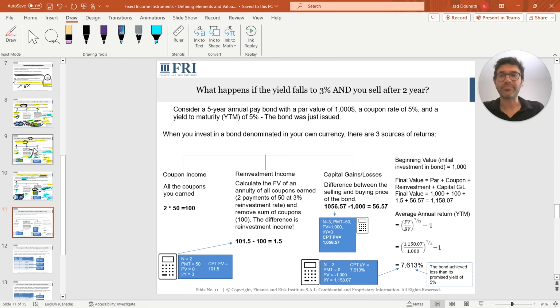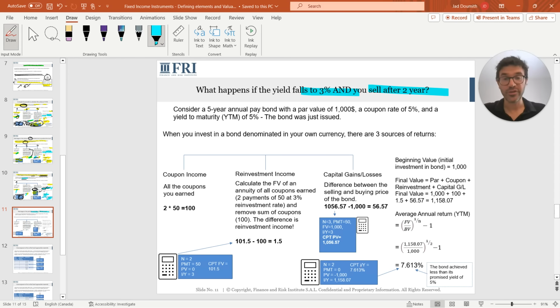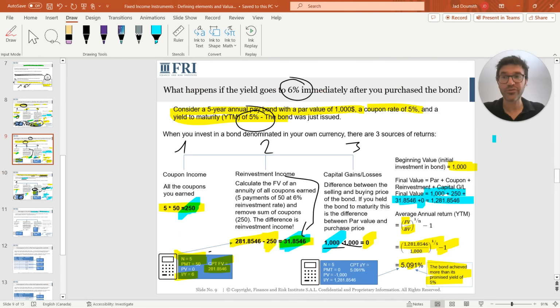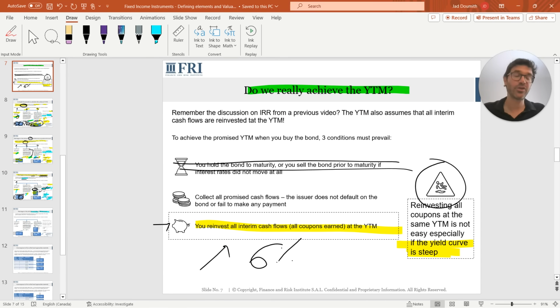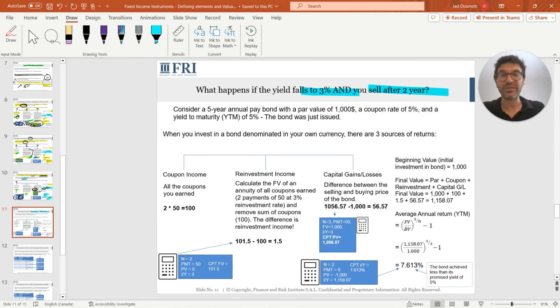One last example is, what if the yield falls to 3% and you sell after 2 years? So here you will also break the first condition by not holding the bond to maturity, but now you are breaking it on your own terms in favorable times. So you bought the bond, the same story. The yield goes down to 3%, but you sell it 2 years later. Let's apply the simple framework.